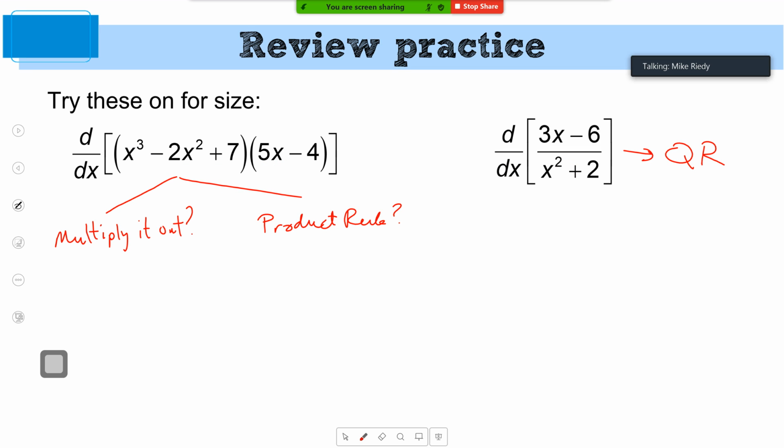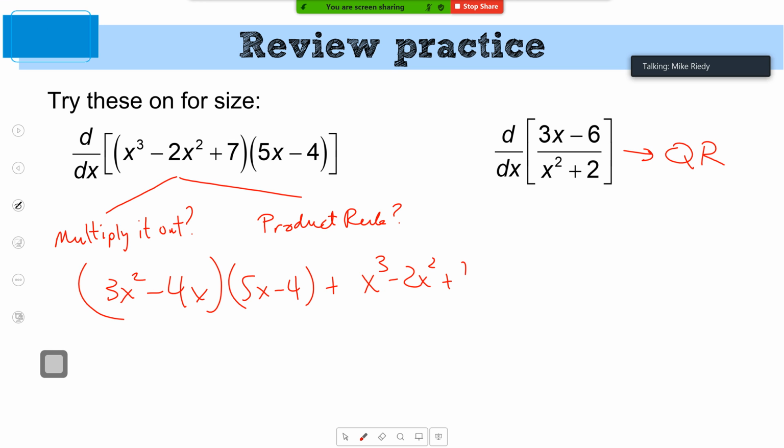Okay. So I don't have answers for you. How far did you get, by the way, just for time frame? Did any of you get to the quotient rule problem? Okay, all right, good. So let me set these up. If you did it as product rule, we would get 3x squared minus 4x times 5x minus 4 plus x cubed minus 2x squared plus 7 times the quantity 5. And if the problem required simplifying, you'd have to multiply it out anyways. Okay, good. Quotient rule setup.